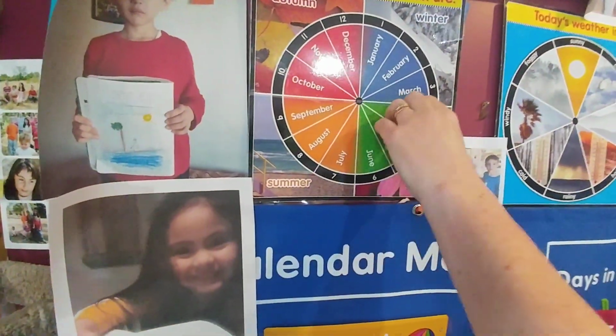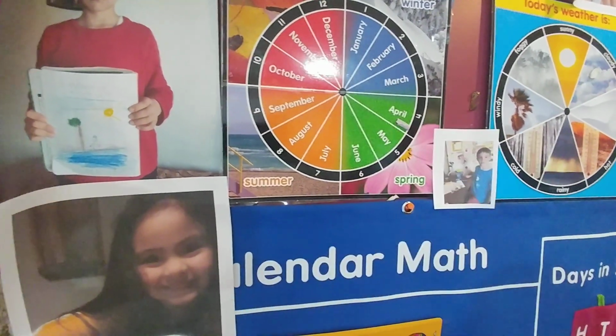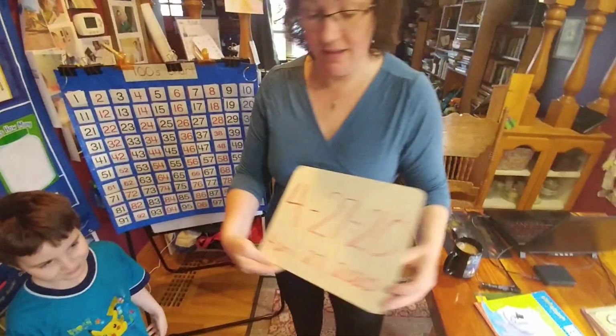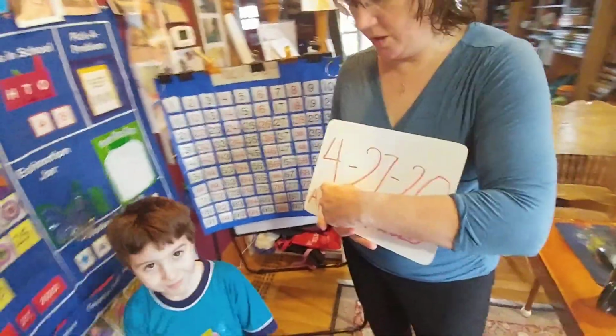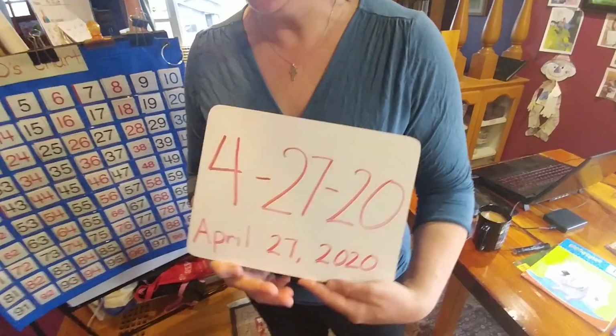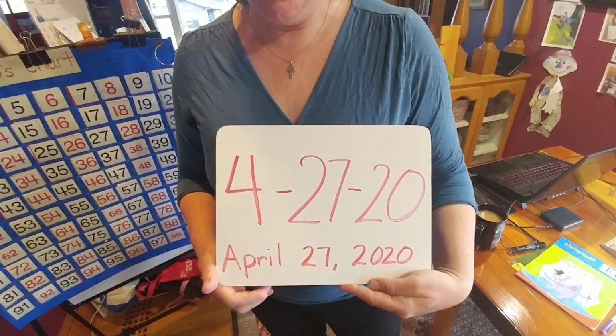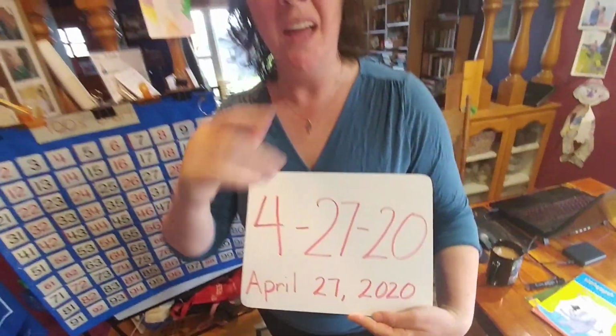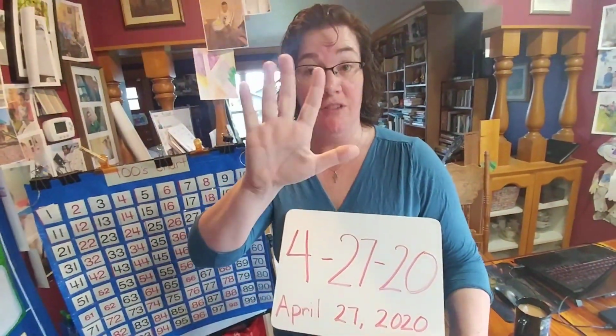May comes right after April. So let's move our sticker as we get towards the very end of April. An abbreviated way to write April 27th, 2020 is 4-27-20. What does the 4 represent? The month. 4 represents the month. It's April. April is the 4th month. Next month is May. It will be the 5th month.